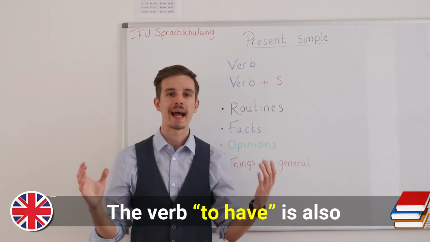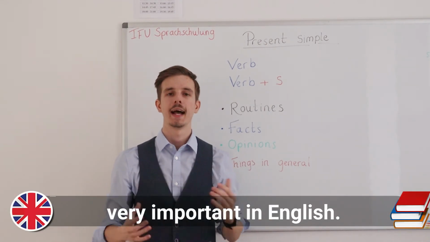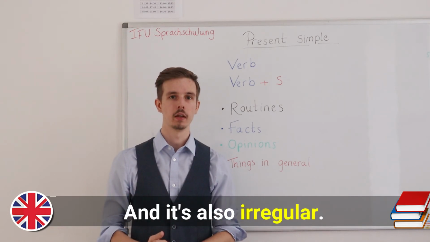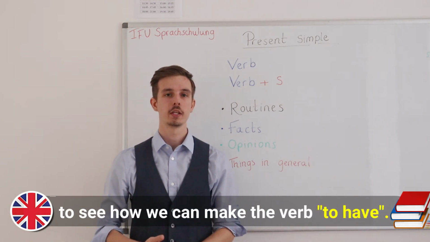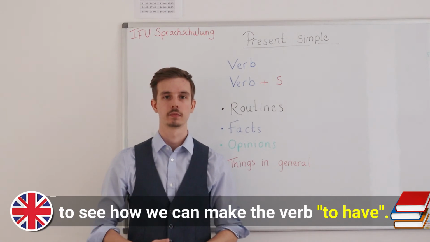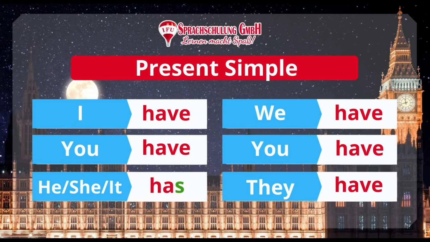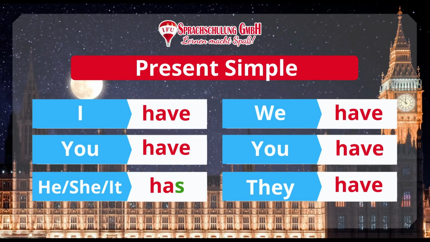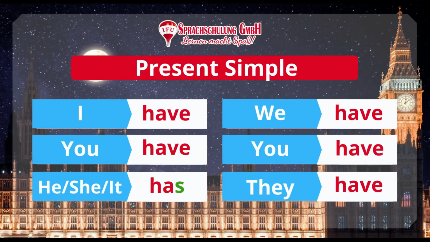The verb to have is also very important in English, and it's also irregular. Let's have a look at our table to see how we can make the verb to have. Present simple. I have. You have. He has. She has. It has. We have. You have. They have.